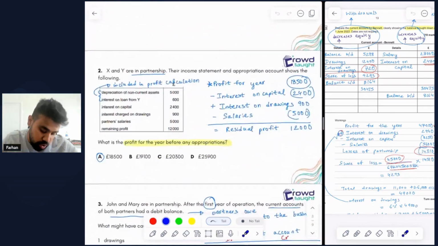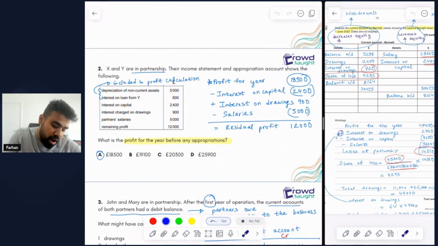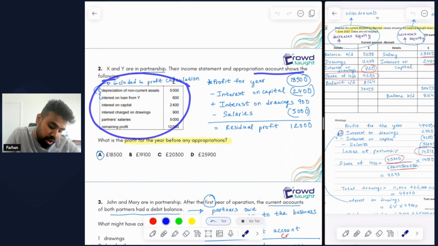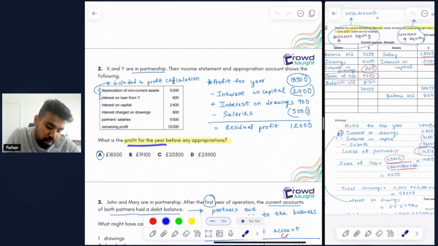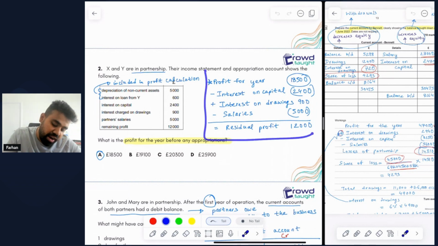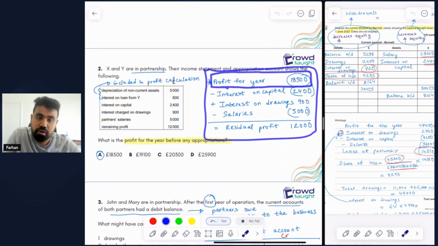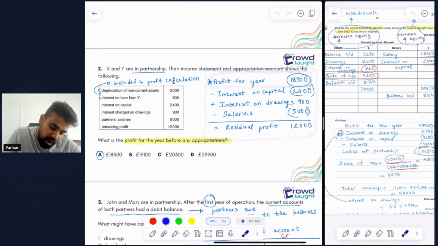So let's move to question number 2. X and Y are in partnership. Their income statement and appropriation account shows the following. So here we have been provided a table with some relevant information to this question. And what we are required to do is to find the profit for the partnership prior to any appropriations. Okay, so here I have created an appropriation account, and the main requirement in this question is to find this value, which is the profit for the year. So let me make a note here. Okay, so this is what we are required to find, this amount.